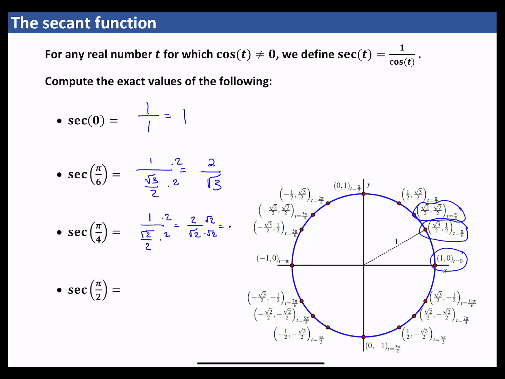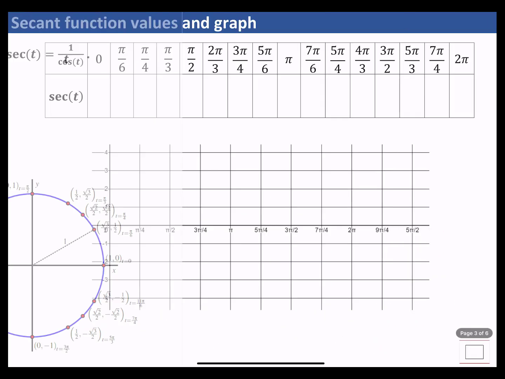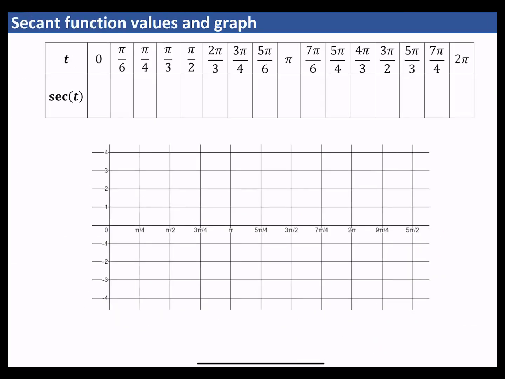Lastly, we have the secant of pi over 2, which would equal 1 divided by the cosine of pi over 2. However, the cosine of pi over 2 is 0, and we can't have 1 divided by 0, so that means the secant of pi over 2 is actually undefined. We've calculated the value of the secant function at 4 of the 16 special points on the unit circle. Let's plot those on a graph.